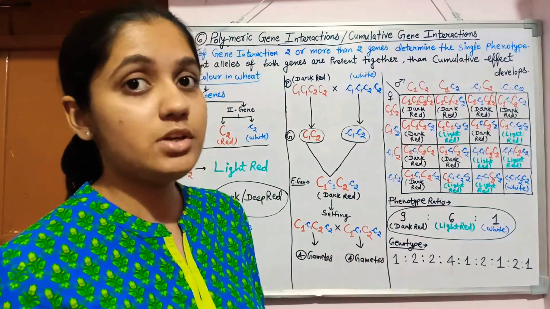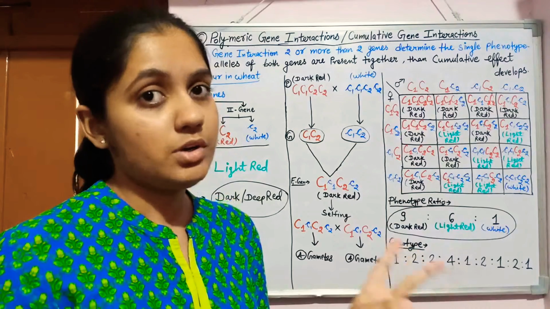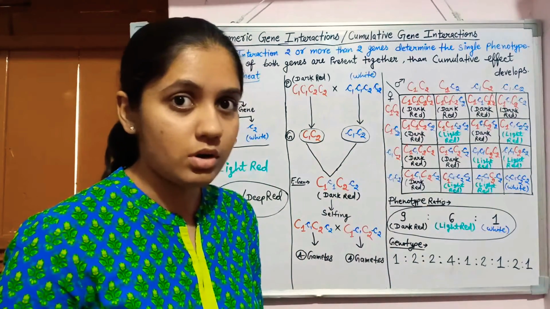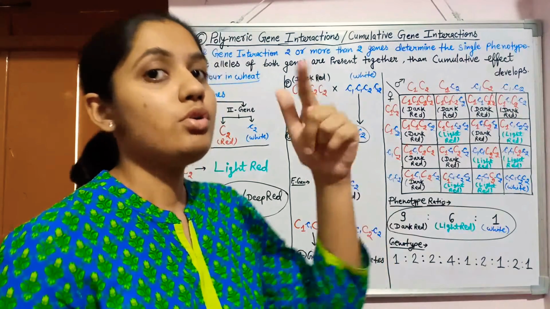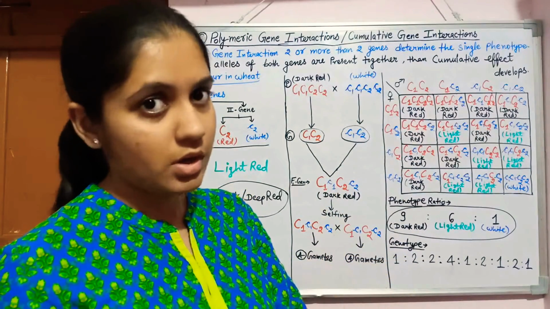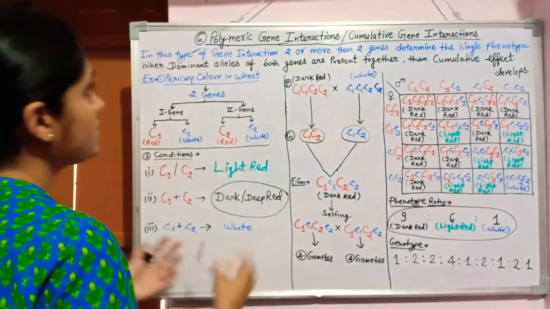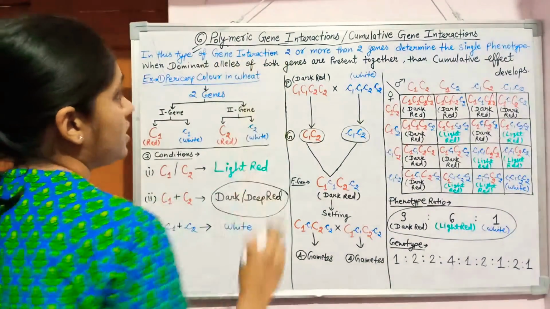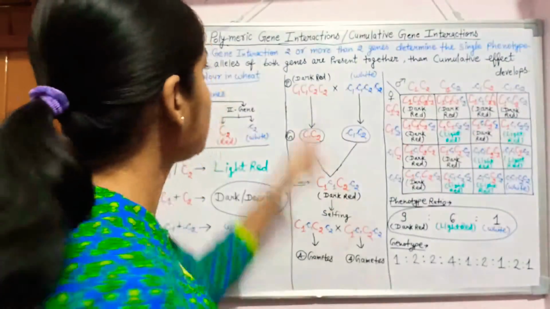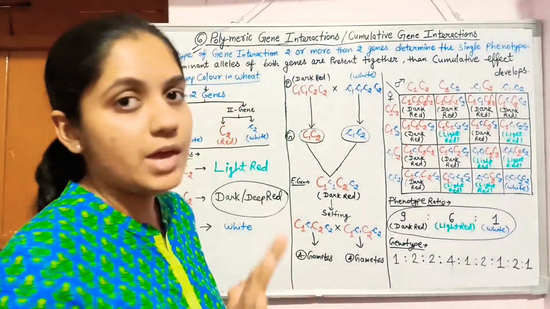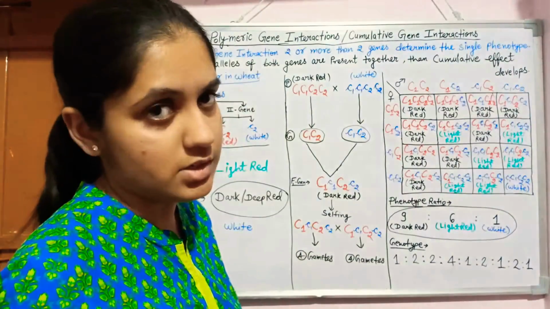can be present on the same chromosome but at different places, or on different homologues, or on non-homologous chromosomes also. I have already discussed this in the types of gene interaction. So it is the sixth type of intergenic gene interaction, that is the polymeric. The first five types I have already discussed.